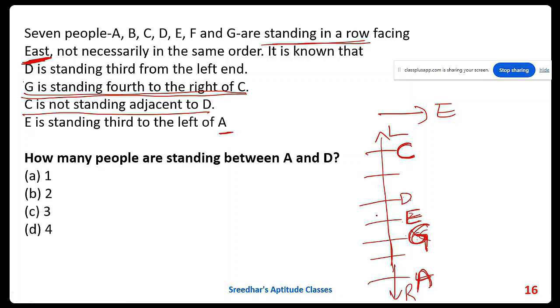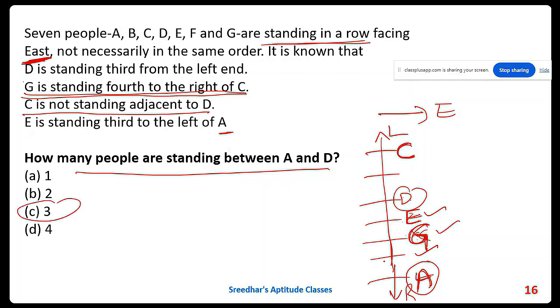Next, who are the two people left out? I have taken A, B, and F. He has not mentioned anything about B and F, right? By the way, the question is how many people are standing between A and D. So here is A, here is D. Between A and D, 1, 2, 3 people are standing. We don't know who this person is, but we don't need to. So between A and D, there are 3 people standing. So the answer is 3. Is this clear?